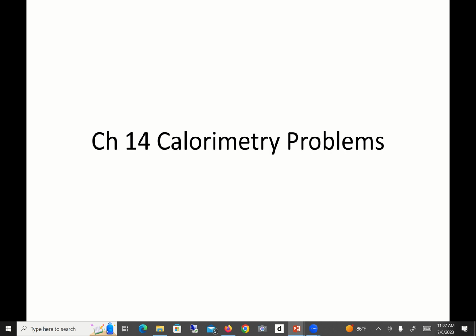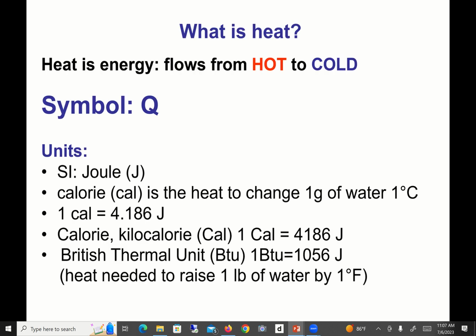So the main calculation type in chapter 14 is to do calorimetry problems. For calorimetry, we need to talk about the heat flow from one object to another. Heat is actually energy. It goes from hot to cold. It has a direction, and the symbol that we use for it is Q.